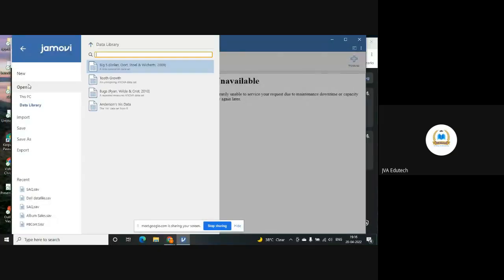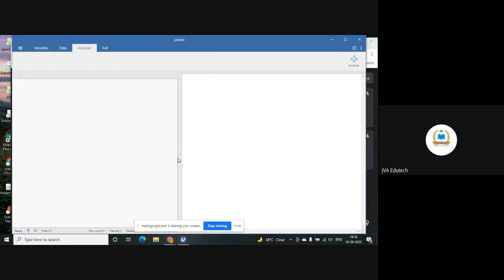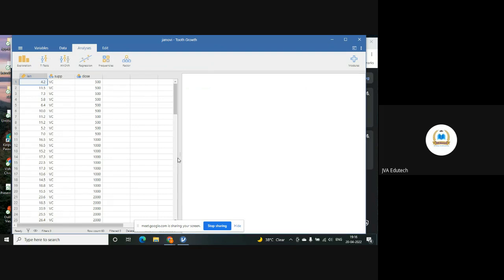I'll just share my screen. Please have Jamovi open with you. And I will use the data set that we used yesterday on tooth growth. Open, and from the data library, you will find this tooth growth data set. Yesterday we performed one-way ANOVA, where we wanted to know whether there is a significant effect of different doses. So again, I'll explain this data set.